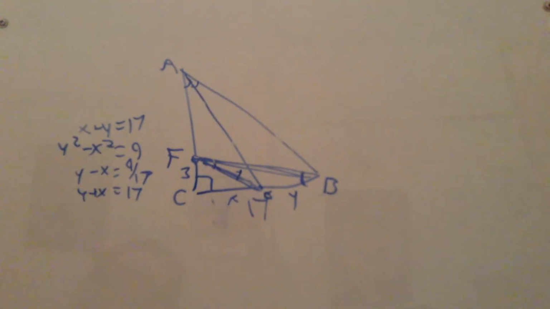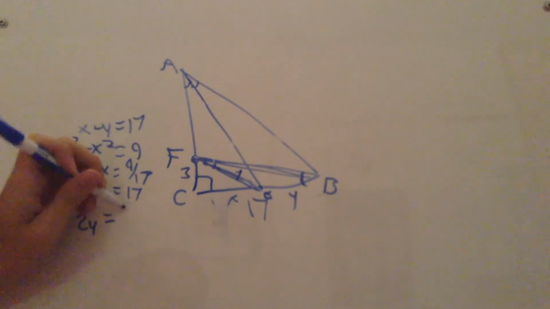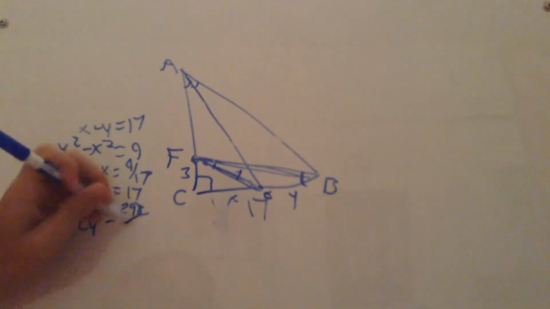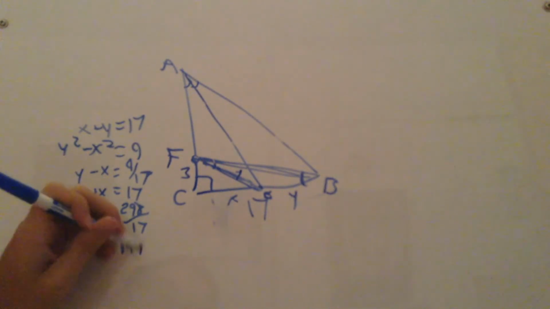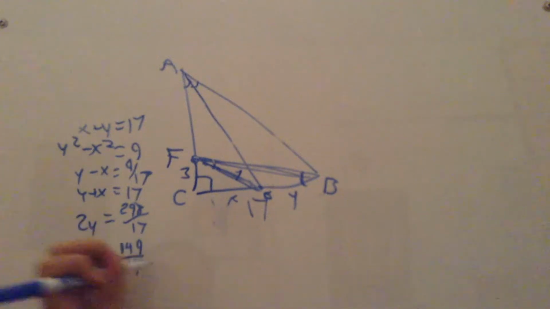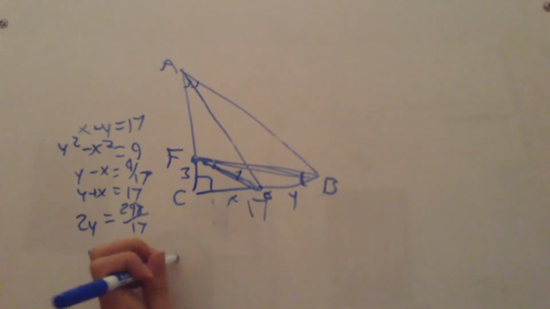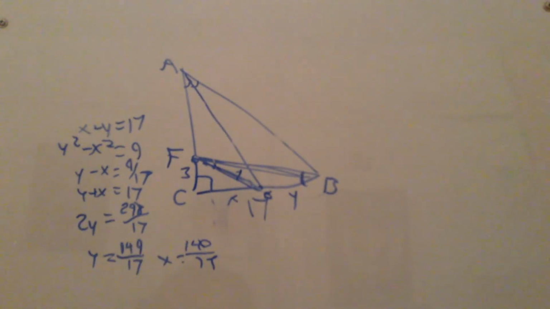So 17 squared is 289, which means that 2Y, or just adding these together, 298 over 17, gives us 149 over 17 is Y, and X therefore must be 140 over 17. All right, 17. There we go.